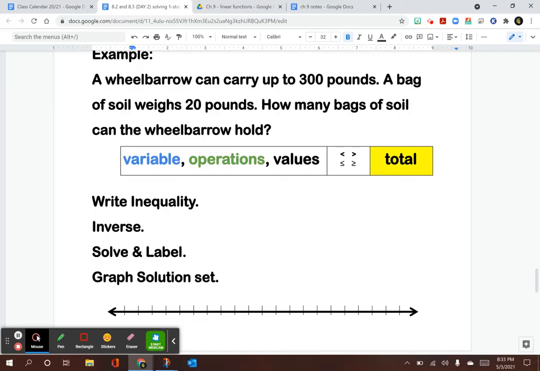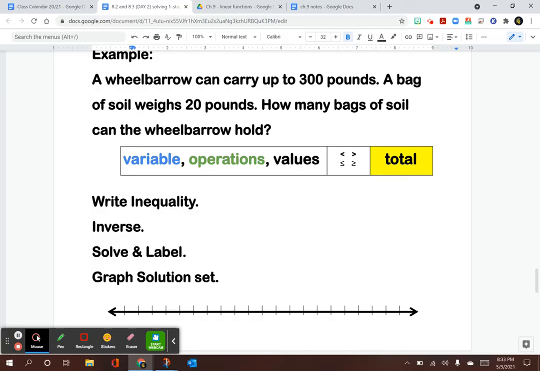It's kind of like the idea behind an elevator. There's only so much weight that an elevator can hold. And if you go over that weight limit, you risk having some serious complications for the people on the elevator. The bags of soil that we're going to carry weigh 20 pounds apiece. So our question is, how many bags of soil could we hold?